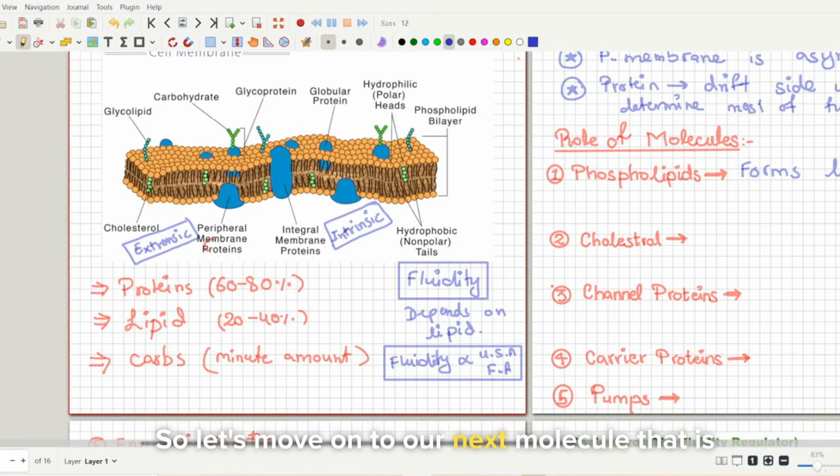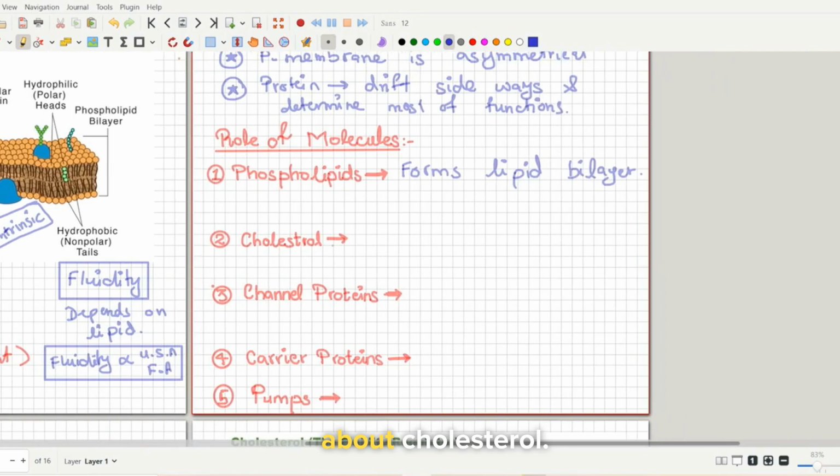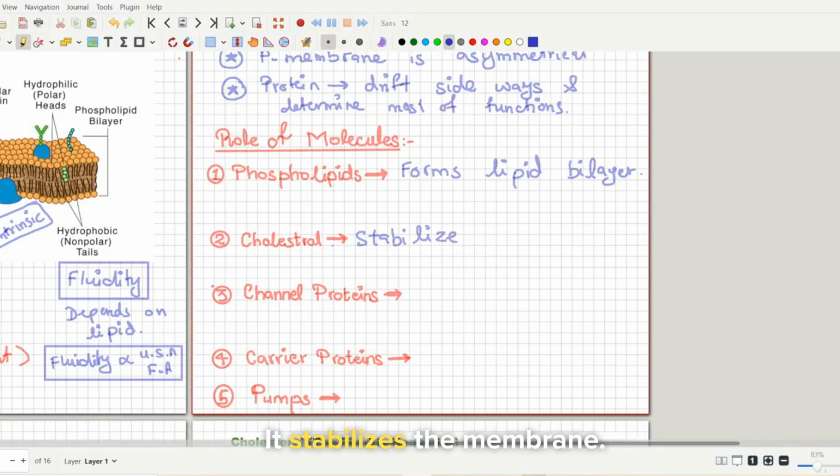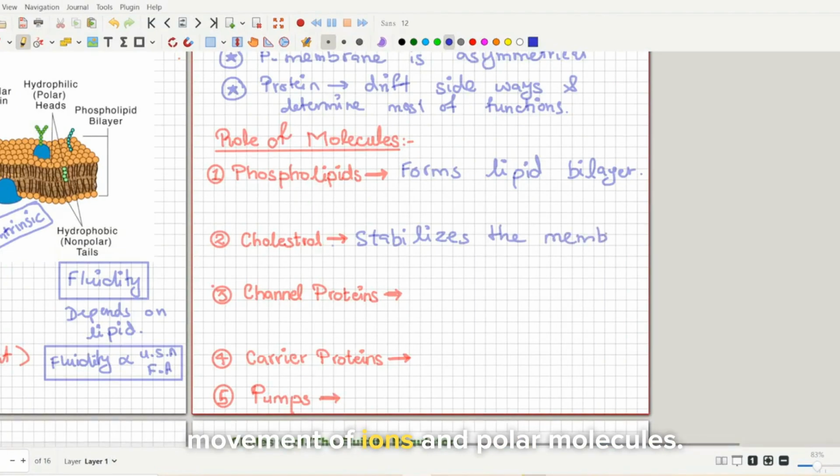So let's move on to our next molecule, which is cholesterol. Cholesterol stabilizes your protein. So the stability of your cell membrane comes from cholesterol. It stabilizes the membrane. And the other thing is that it also restricts the movement of ions and polar molecules.